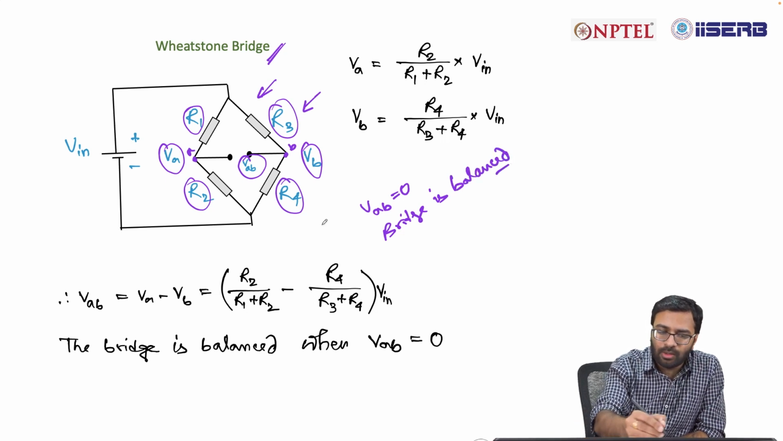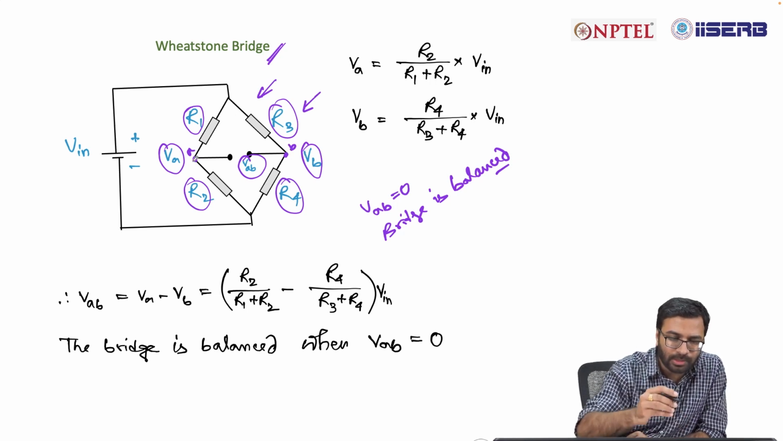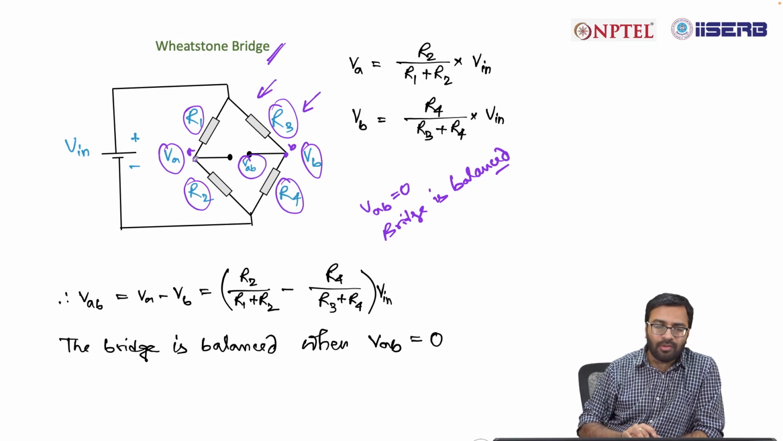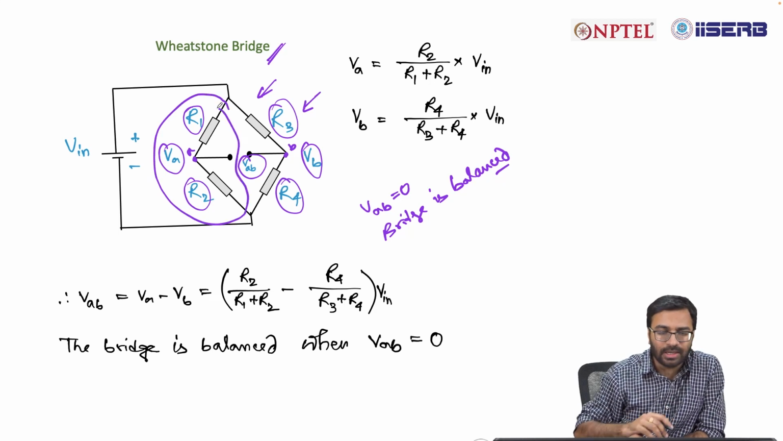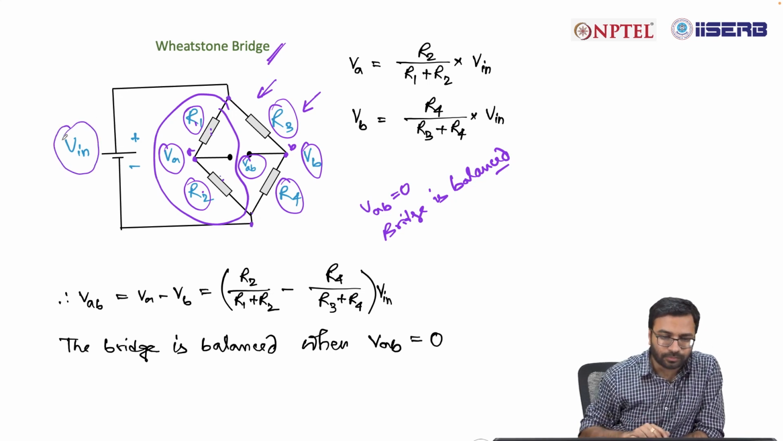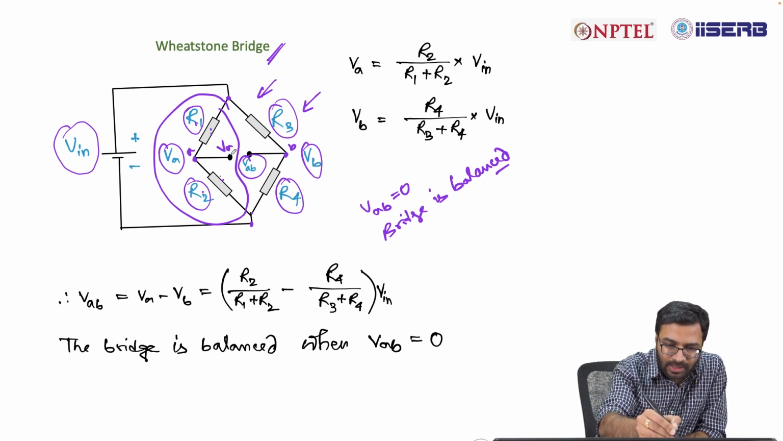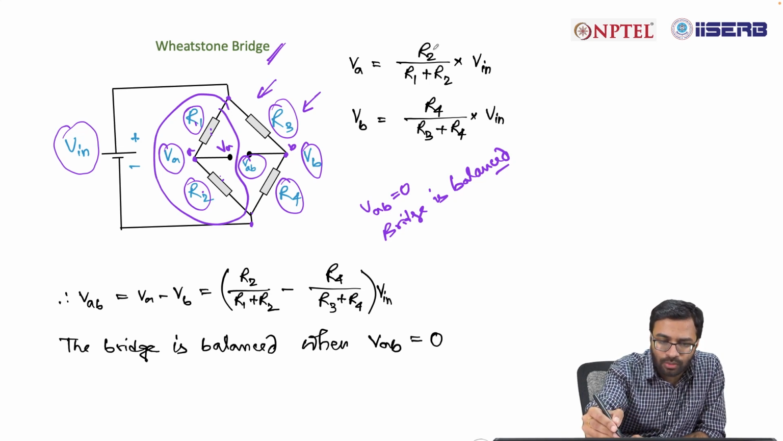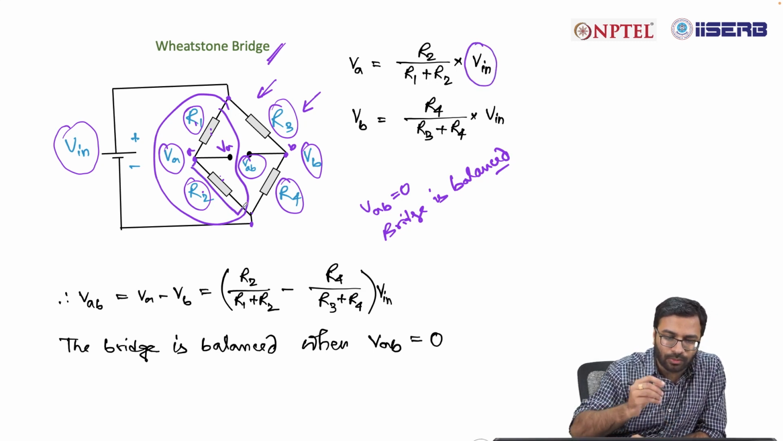So, there will be no current flowing between A and B, because both of these should be at equal potential. Now, if you consider only one part of this bridge, say this one, then it's a voltage divider. You have R1 and R2 connected in series, and the applied voltage in this case is Vin. So VA is equal to R2 divided by R1 plus R2 into Vin, because VA will be the voltage drop across R2.